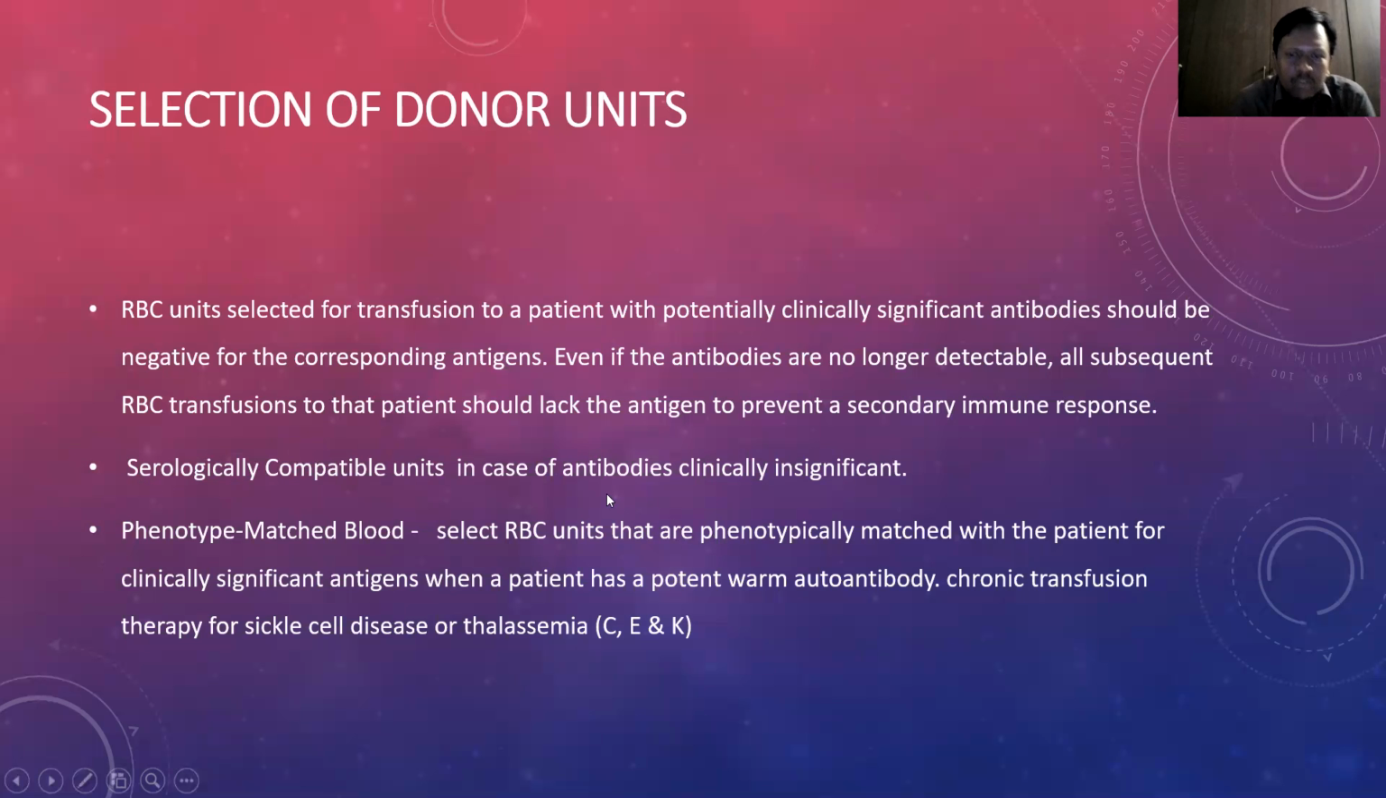Similarly, for antibodies which are clinically insignificant, it's better to go for serologically compatible units instead of wasting time doing a rigorous process of antibody identification. And finally, we can always go for phenotype matched blood. That is selecting the RBC units that are phenotypically matched with the patient for clinically significant antigens when the patient has a potent warm autoantibody. So in case of chronic transfusion therapy like sickle cell disease or thalassemia, we make sure that phenotype matching is done. There's absence of capital C, E, and K antigens.